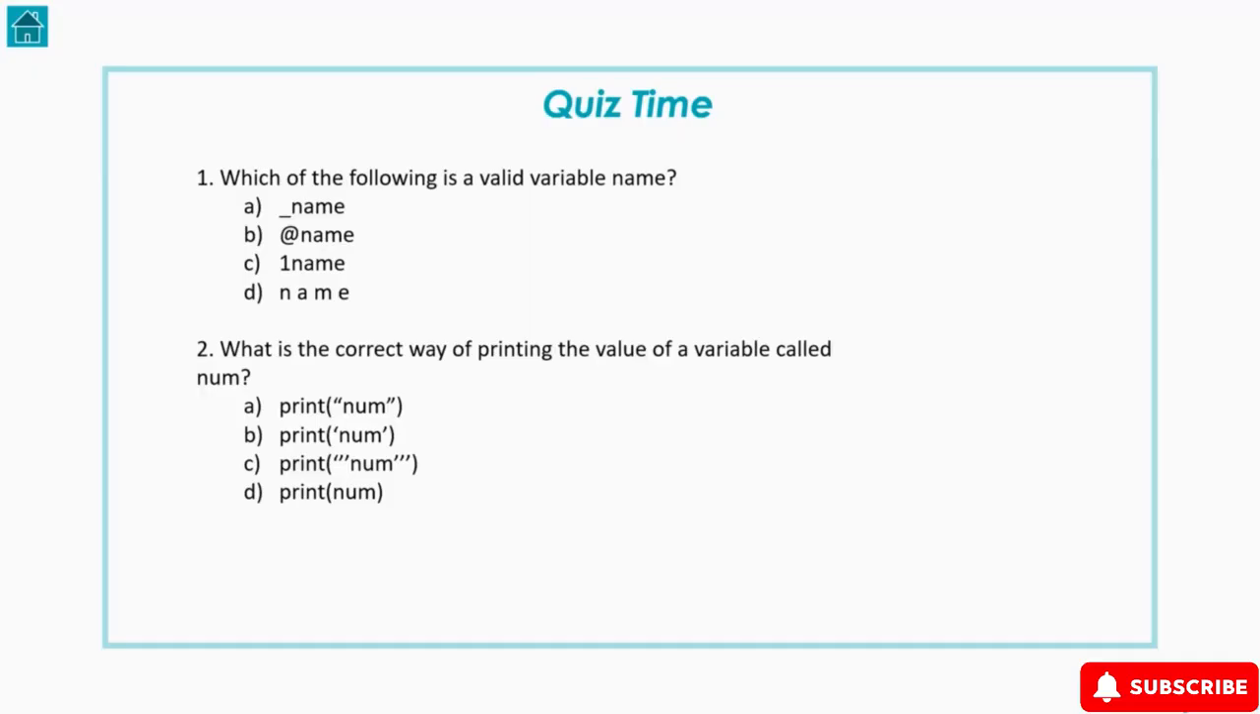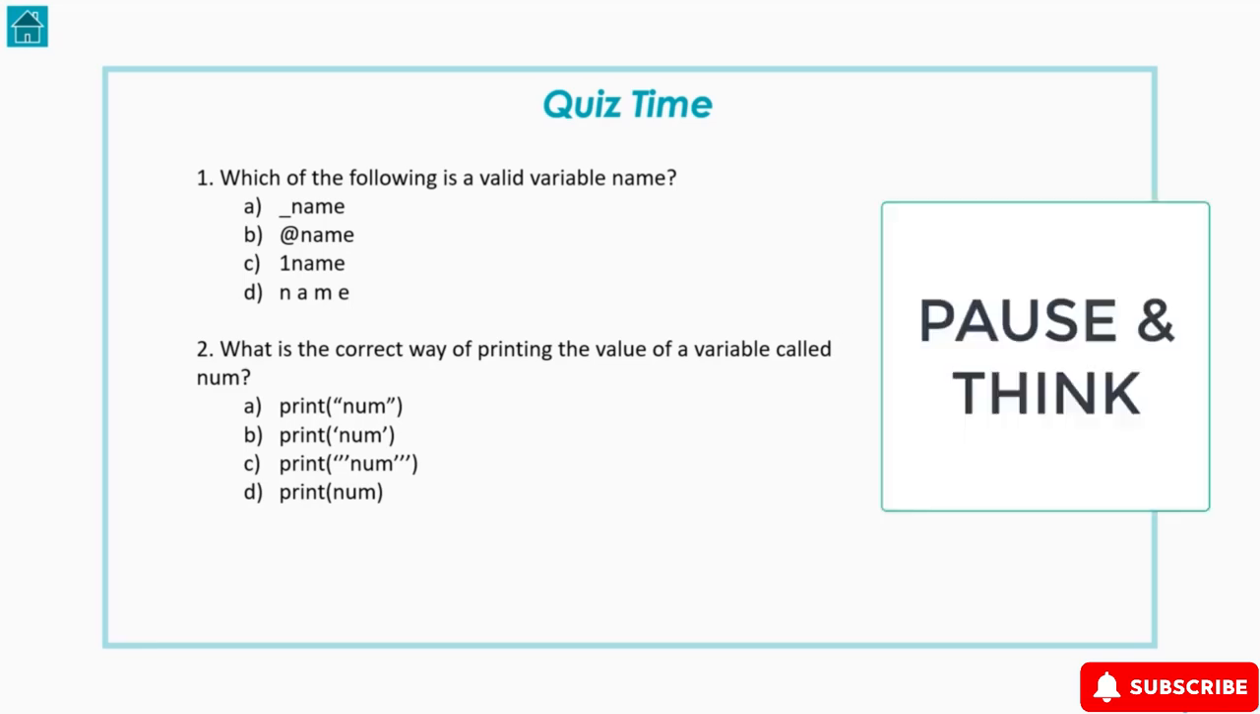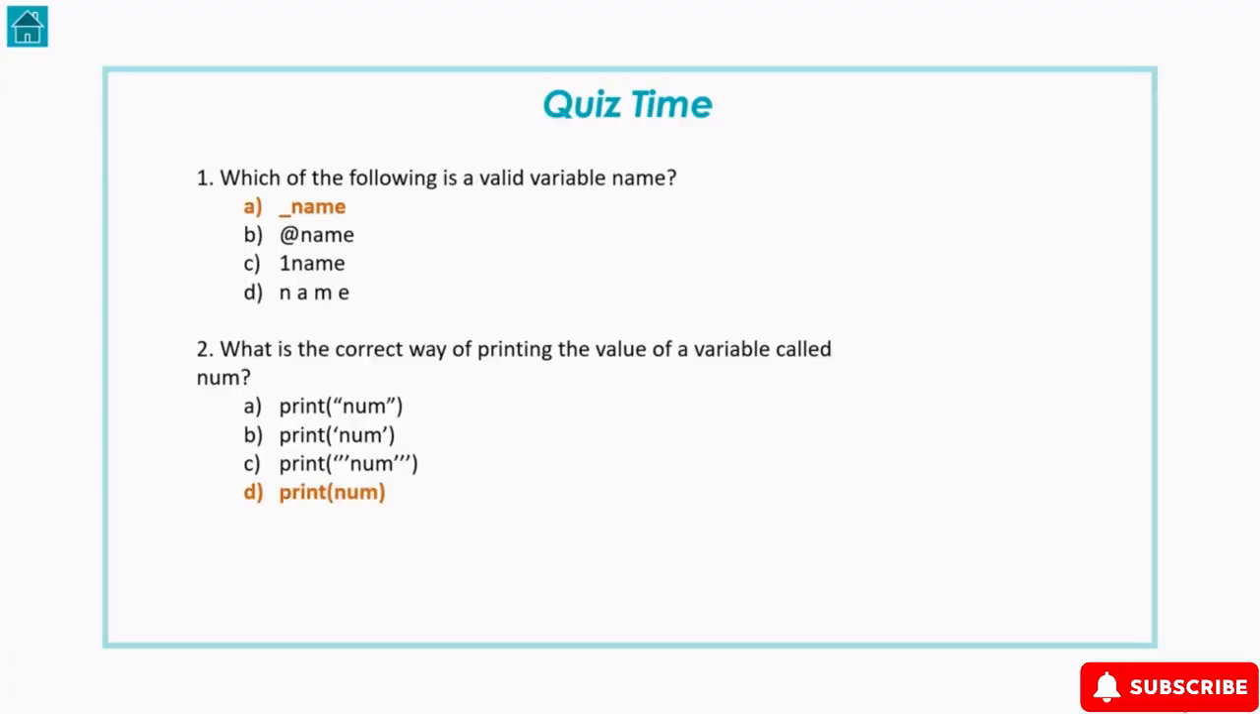Remember the rules for variable names. Which one of the following variable names satisfies all of the rules? For the second question, identify the correct syntax for printing the value of a variable. The correct variable name is _name, and the correct syntax is option D. Recall that we do not put quotation marks when printing a variable.